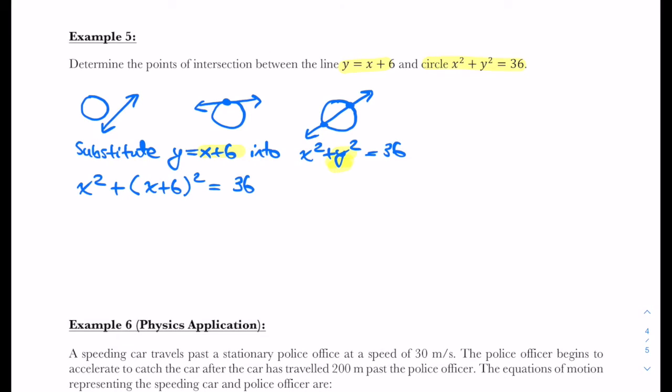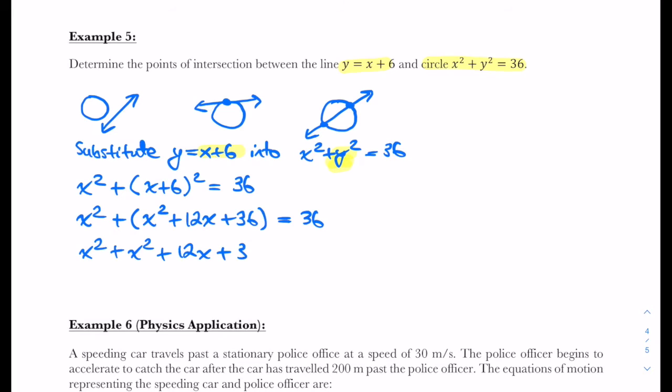You'll see now that we have one equation where the only variable is x, so we're going to collect like terms and solve for x very similar to what we did in the previous examples. So we've got x squared plus x plus 6 all squared. You have to FOIL that out. That's going to give you x squared plus 12x plus 36. And all of that is equal to 36. Let's now collect like terms by dropping the brackets. So we've got x squared plus 12x plus 36. And once again, all of that equals 36.